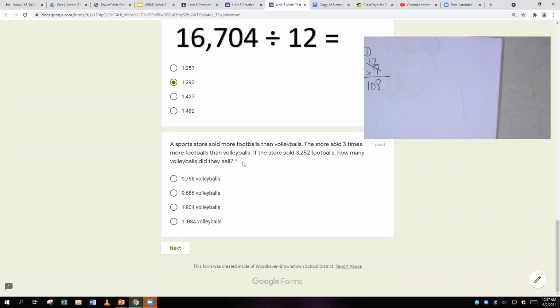Okay. A sports store sold more footballs than volleyballs. The store sold 3 times more footballs than volleyballs. They sold 3,252 footballs. How many volleyballs? Well, all right, if they sold 3 times more footballs, shouldn't footballs be a bigger number than volleyballs? So it's footballs divided by 3 that would show you how many volleyballs were sold. So here we go.